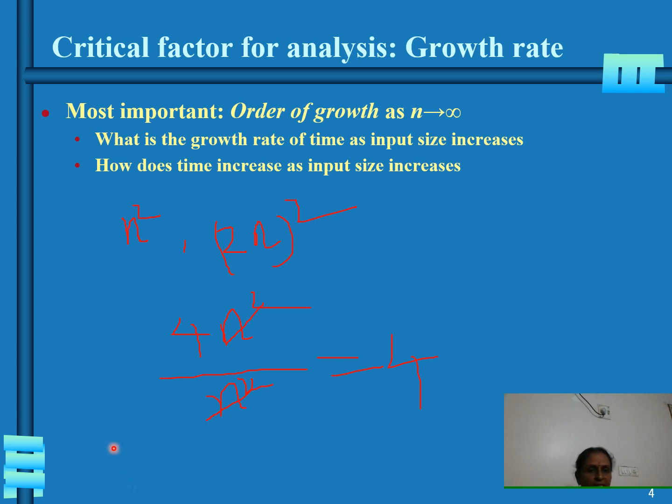If the order of growth is n squared and you double the input size, replacing n with 2n, then the ratio is 4n squared divided by n squared, so you have only 4. So the running time increases only by a constant multiple.